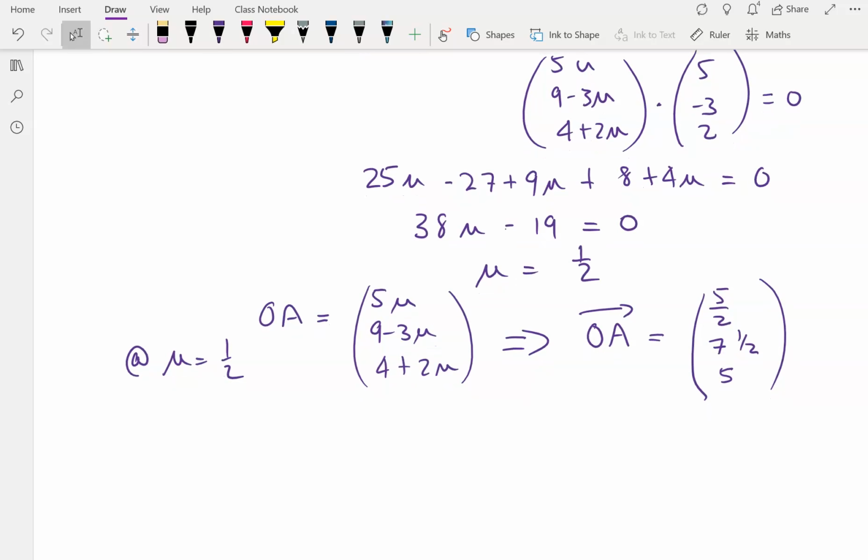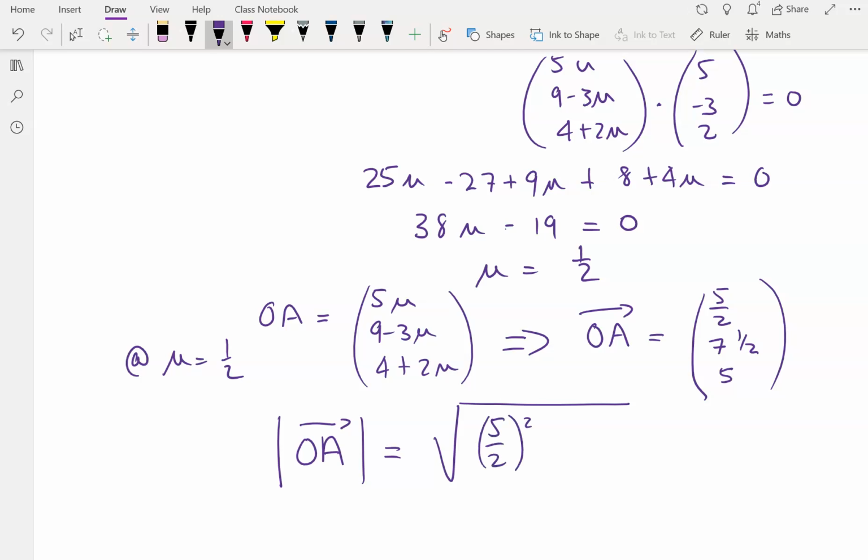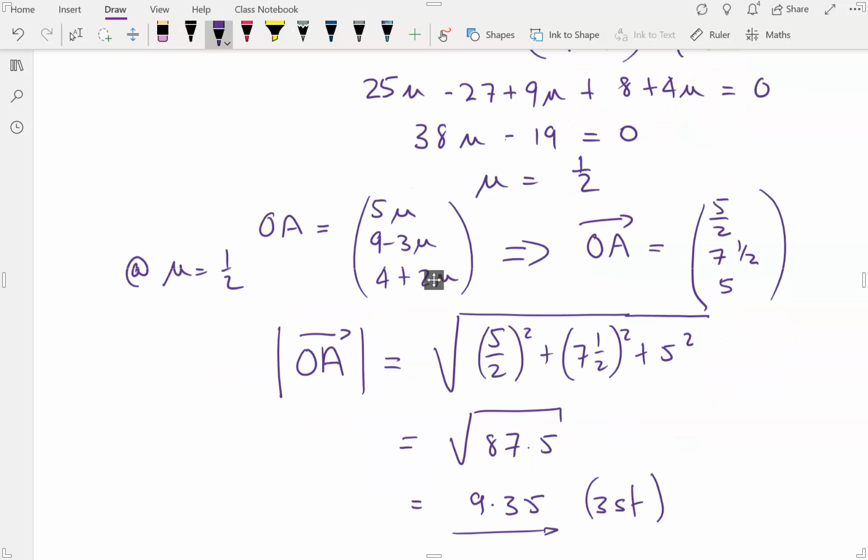Now I didn't want the actual position of it, I wanted to know how far away it was from the origin. So in other words, I'm looking for the magnitude of the vector OA, and then I'm going to use my good old friend Pythagoras, and we're simply going to say it's the square root of 5 over 2 squared plus 7.5 squared plus 5 squared. And when we crunch all of that together, there we have our final answer. We are 9.35 units away from the origin. That's to 3 significant figures.